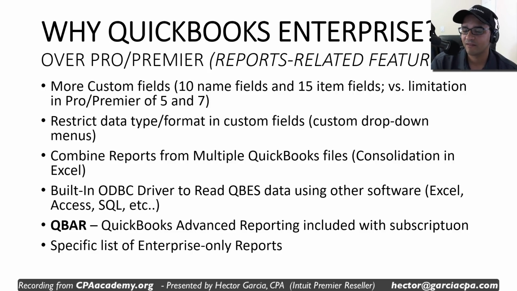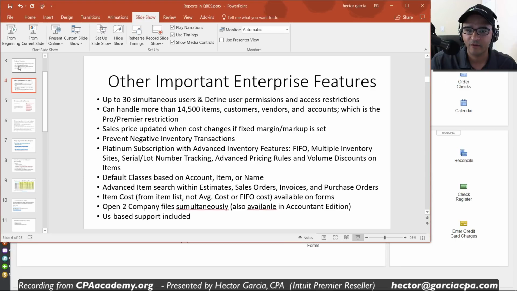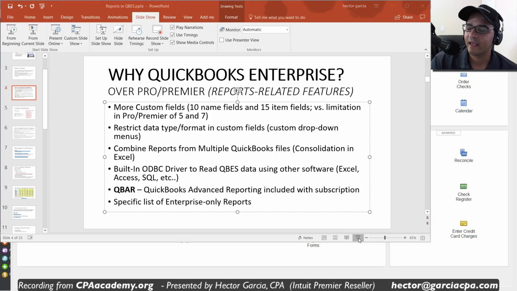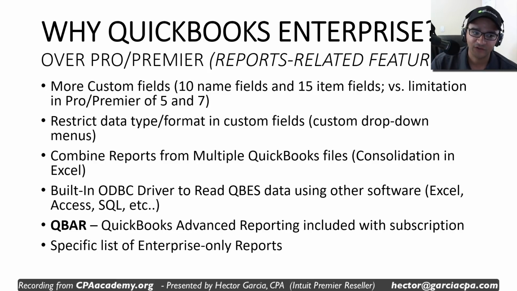Some of the more advanced functions: there's an ODBC driver built into QuickBooks Enterprise that allows other software like Excel, Access, and SQL to pull data from QuickBooks so you can do other things outside of QuickBooks. And there's also a special feature called QBar, which is built into the QuickBooks Enterprise subscription. That's called QuickBooks Advanced Reporting, which really allows you to do some highly programmable custom reports.